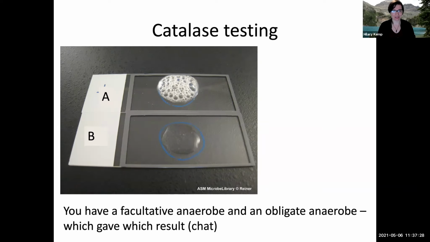They're both tested with catalase. This is clearly a positive result. This is clearly a negative result. But one of these species, A, gives this result, and the other species, B, gives this result. And one of them is a facultative anaerobe and one is an obligate anaerobe, but you don't know which is which. So which one is A? Is it the facultative anaerobe or the obligate anaerobe?